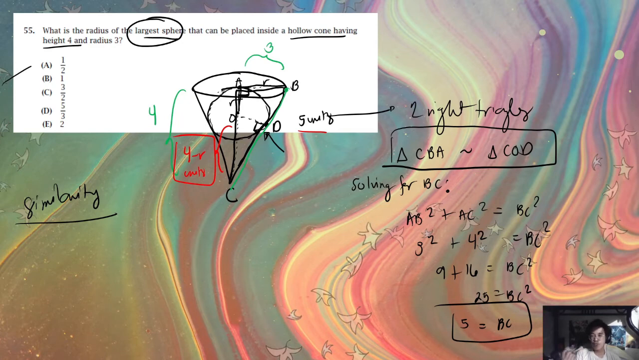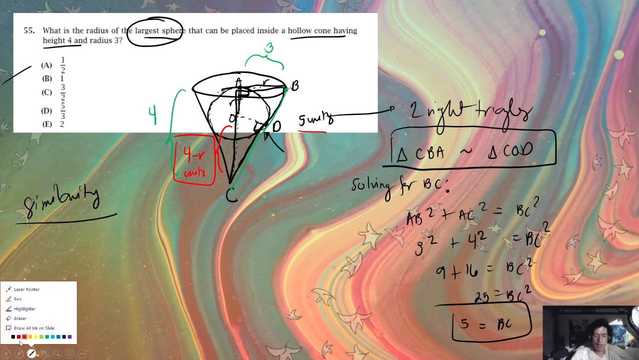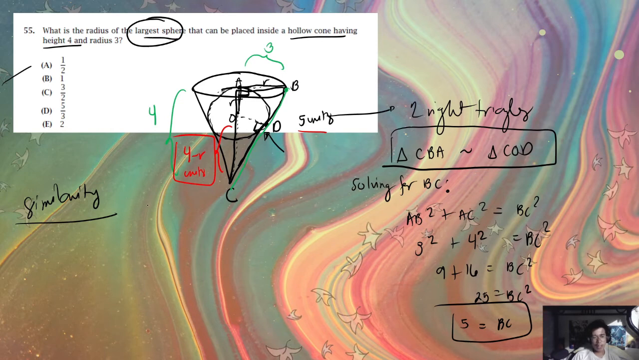So for this problem, what proportion can we create in order to find the value of the radius? Let's try to write our figures here. So we have B, A, C, where A is our right angle, AB is equal to the radius, and BC is equal to 5.